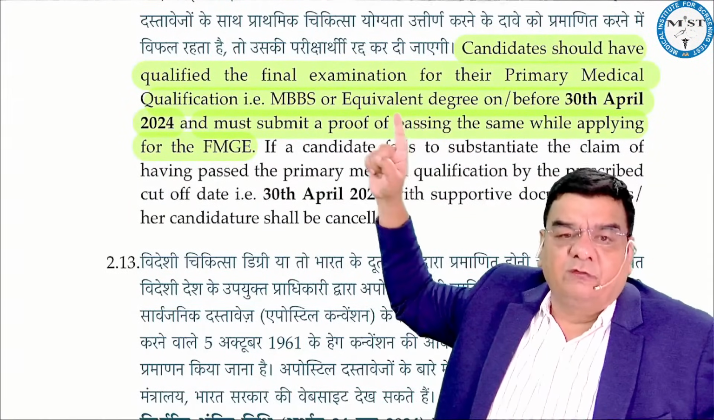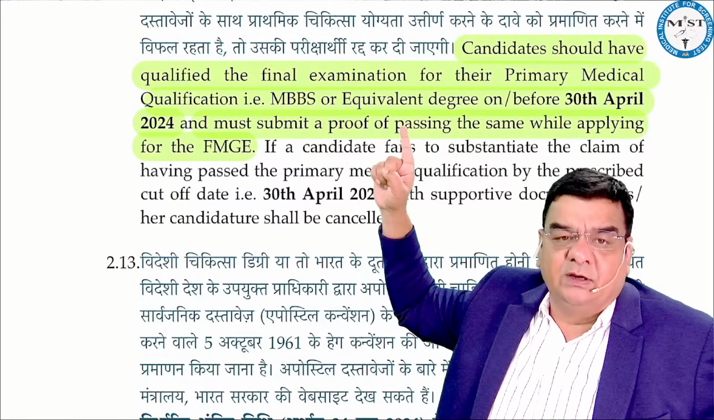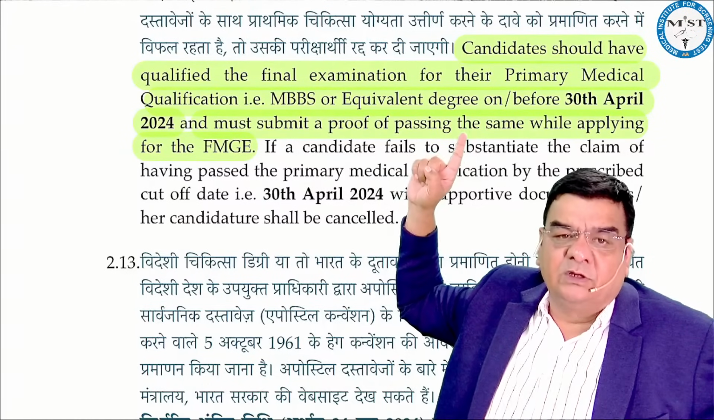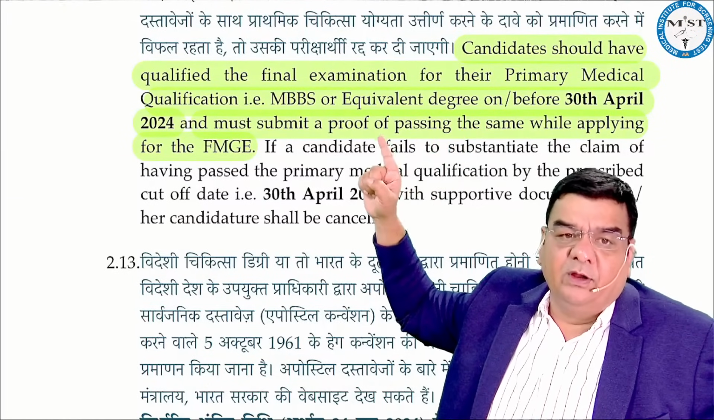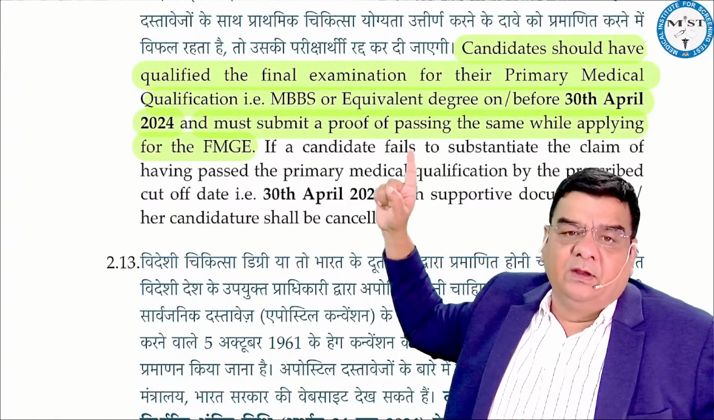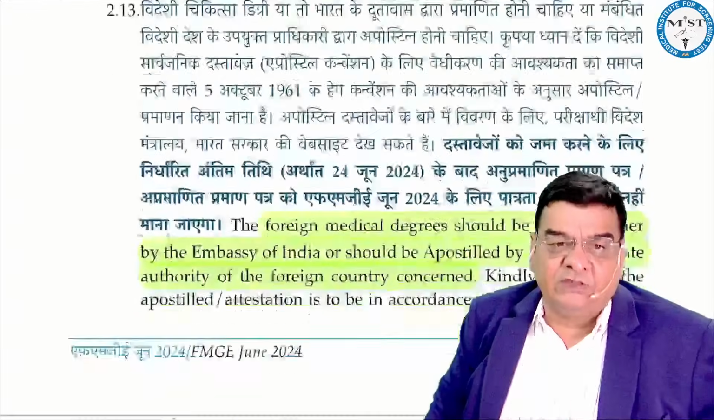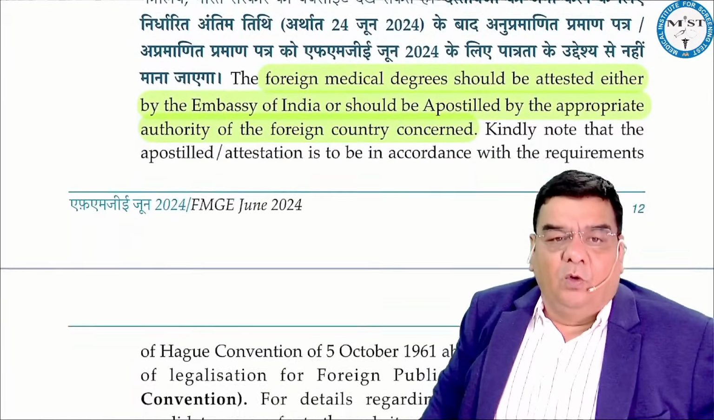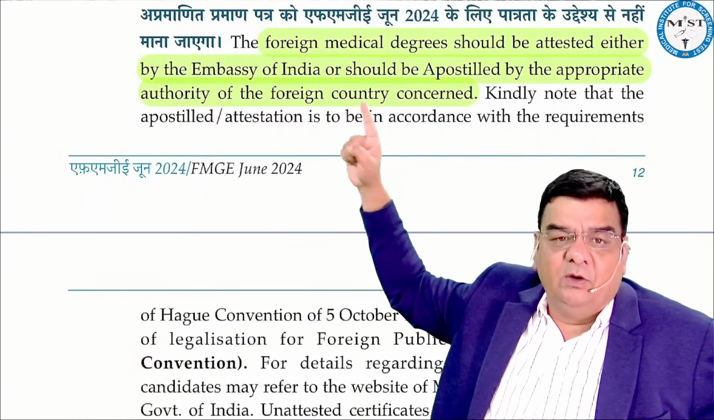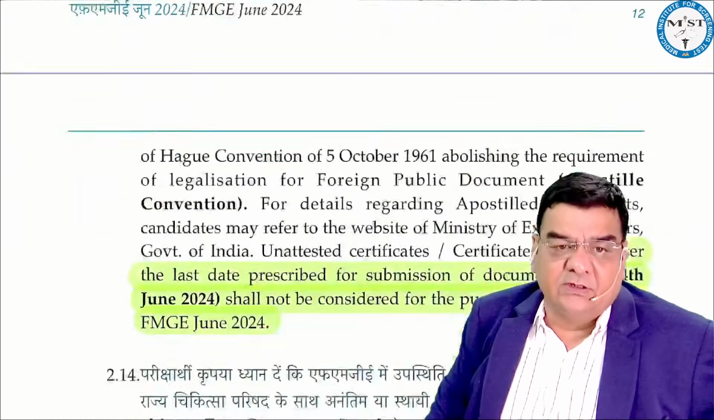candidates should have qualified the final examination for their primary medical qualification, that is MBBS or equivalent degree. That means the date of degree should be on or before 30th of April 2024 if you want to appear for the 6th July 2024 exam. And you have to submit a proof of passing the same when you are applying for this FMG exam. All the foreign medical degrees should be attested either by the Indian Embassy or should be apostilled by the appropriate authority of the foreign country concerned.